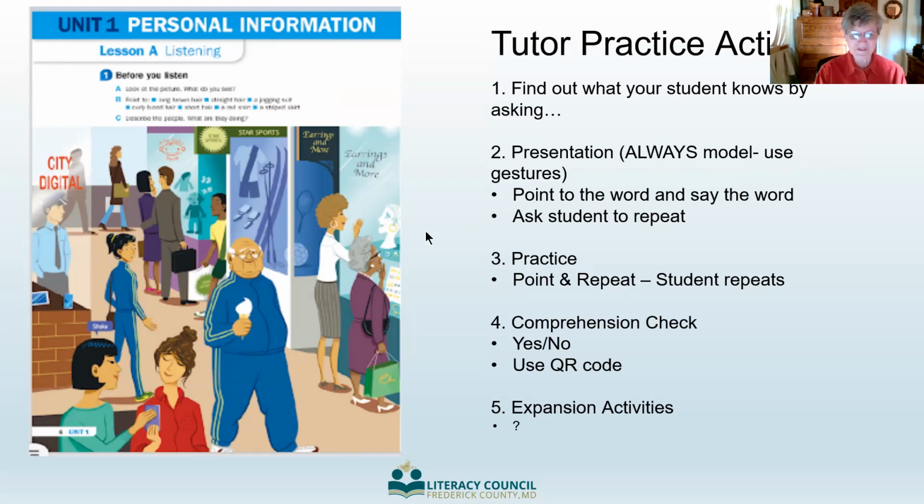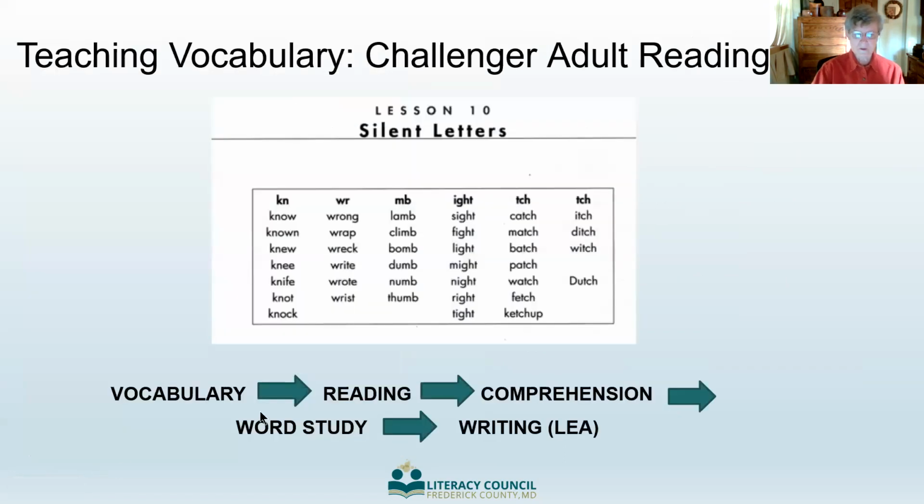Just remember that we did the warm up just by asking them what they saw, and then we presented the vocabulary, then we did some practice with the comprehension with yes, no, and then we asked broader questions. So it's really not all that complex. Okay.